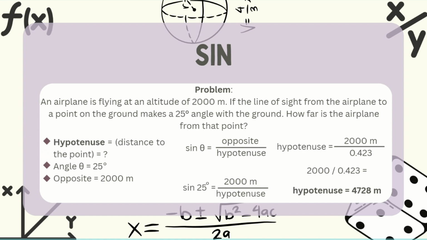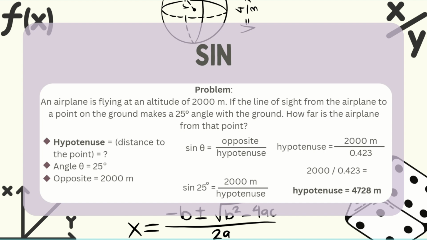Third problem. An airplane is flying at an altitude of 2,000 meters. If the line of sight from the airplane to a point on the ground makes a 25-degree angle to the ground, how far is the airplane from that point? So now what we are looking for is the hypotenuse, because it is the distance to the point. The angle is 25 degrees and the opposite is 2,000.